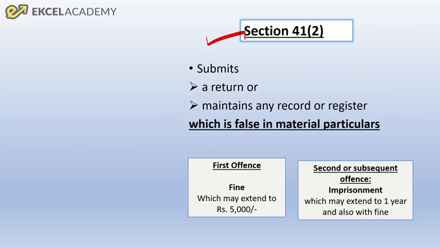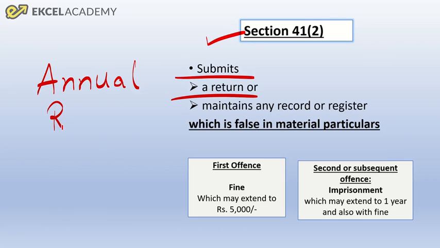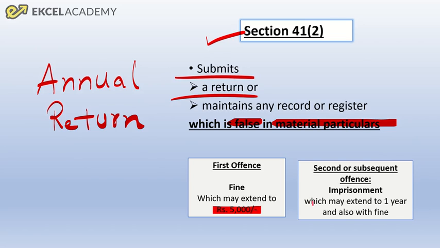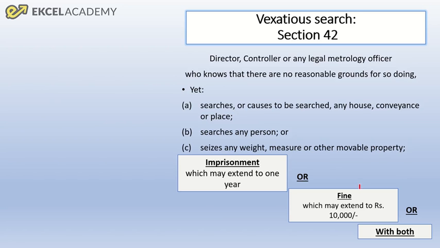Now, same section 41 subsection 2, if the person submits a return, that is something like an annual return. Every year, even companies file an annual return under the Companies Act. In the same way, if an annual return is given and it has wrong information, then the material particulars are false. Suppose there are 2 notices against you, and in the annual return you say there was no notice during the year. That is wrong. You cannot give wrong information, and if you do that, the penalty is a fine of 5,000 rupees and imprisonment which may extend to 1 year. So this is again a serious offense.